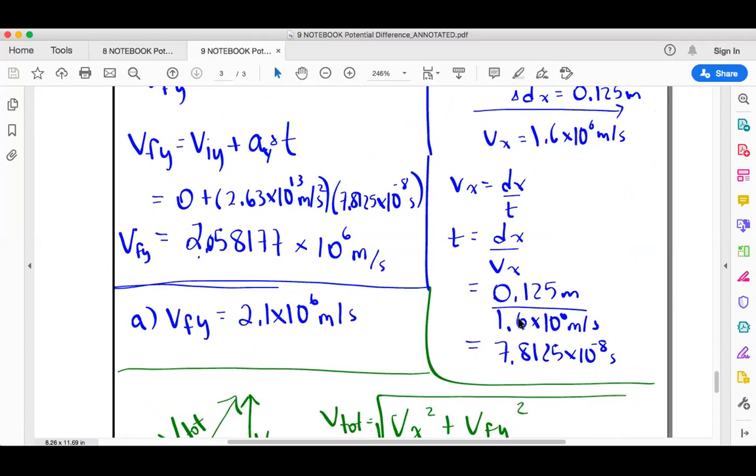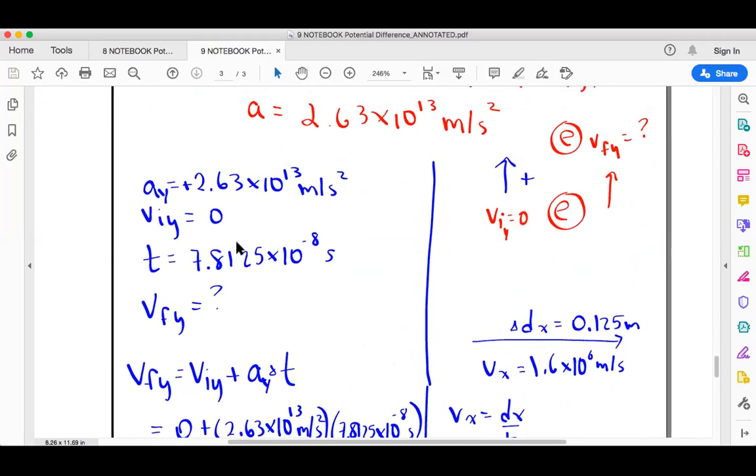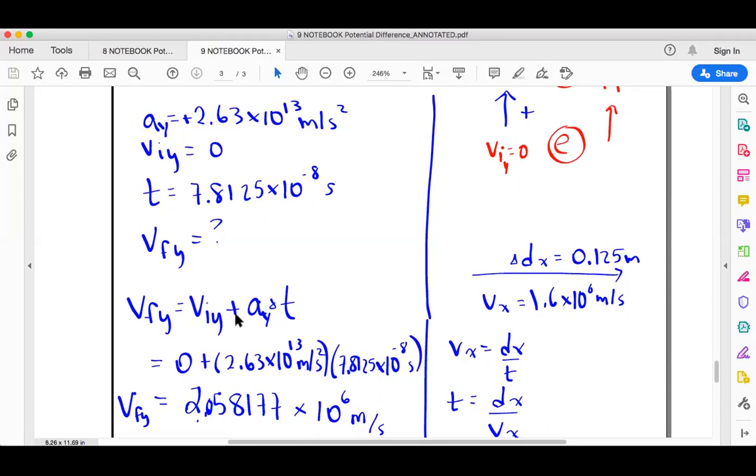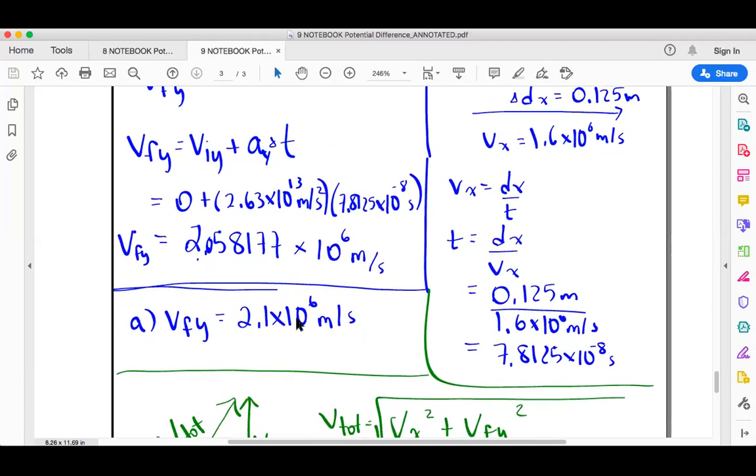We can find time, and time is connecting the vertical and horizontal sides. Now we've got a VIY, AY, and T. We look to our kinematic equations, and the one that will connect those three things together with VFY is the first one. So we substitute those in, and we get VFY equals 2.1 times 10 to the 6 meters per second.